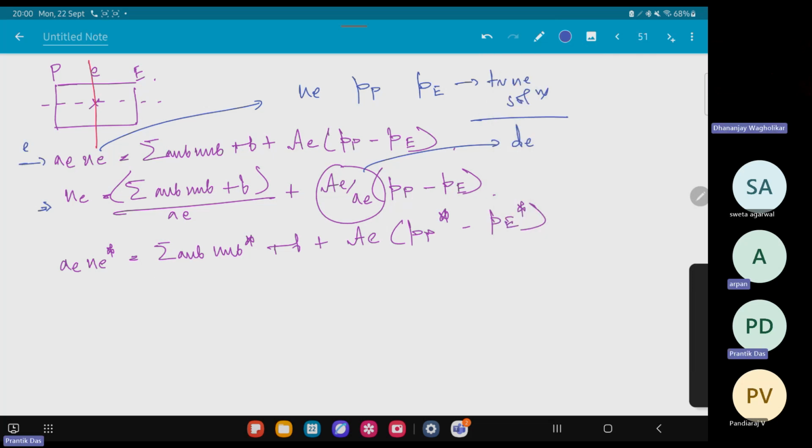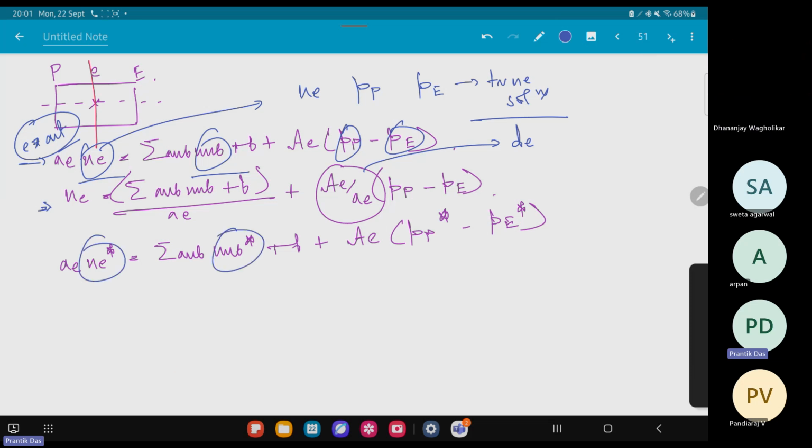Sir, can you repeat this once? So this one I am considering to be an exact equation. There is no star here: EV, UNB, PP, PE. So I am considering these exact variables, meaning pressure and velocity are both accurate in the equation. But when I start solving the equation, they will not be accurate. So I have to take some guess value and then find the pressure and the velocity.